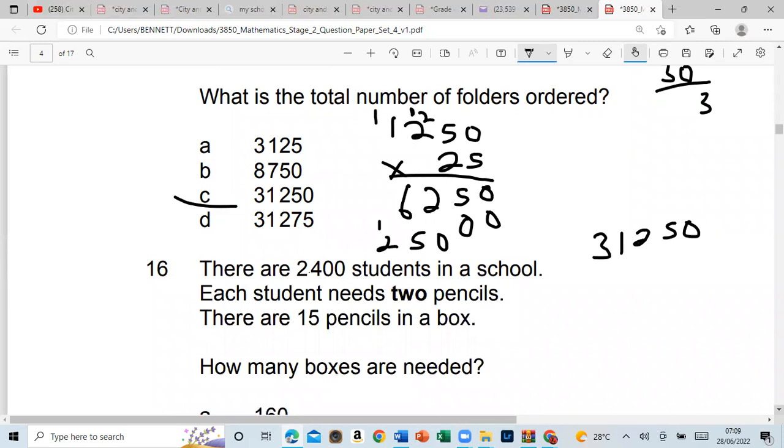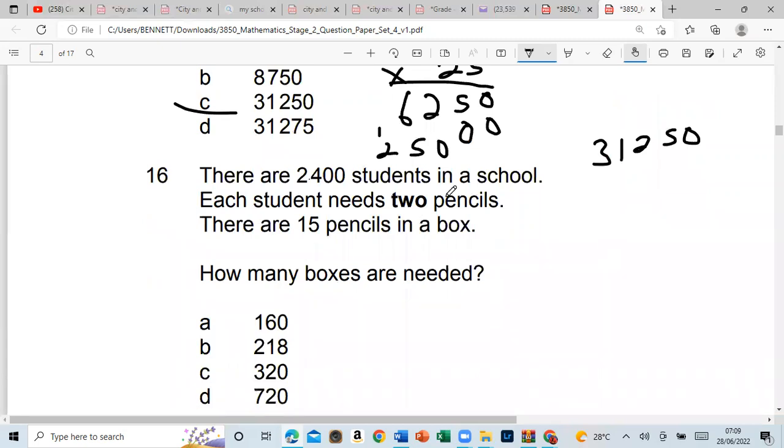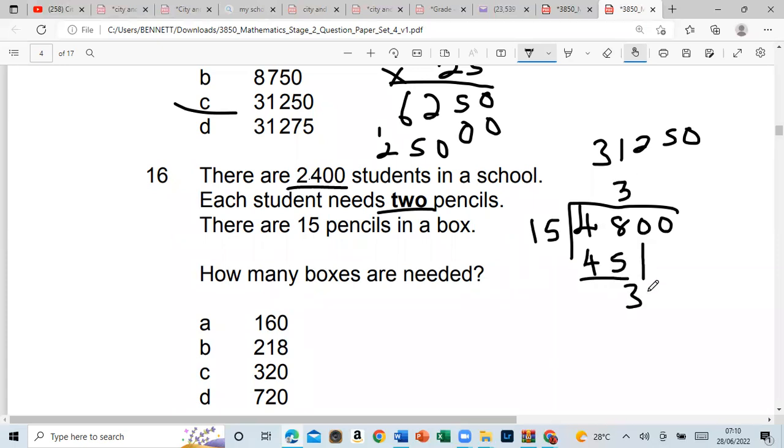There are 2,400 students in a school. Each student needs 2 pencils. There are 15 pencils in a box. How many boxes are needed? All right, so let's see now. There are 2,400 students in a school, and each student needs 2 pencils. So 24 times 2 is 48, which means 4,800 pencils in all. And there are 15 pencils in a box, so this is how many boxes you need. 15 into 48, that gives us 3, 3 times 15 is 45, then 15 into 30, so that's 320.